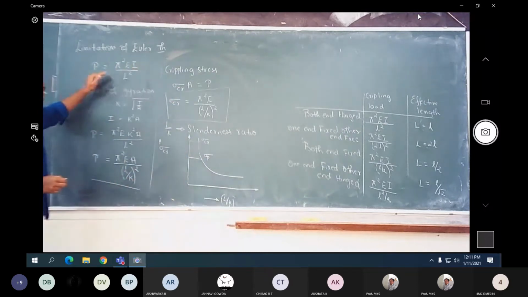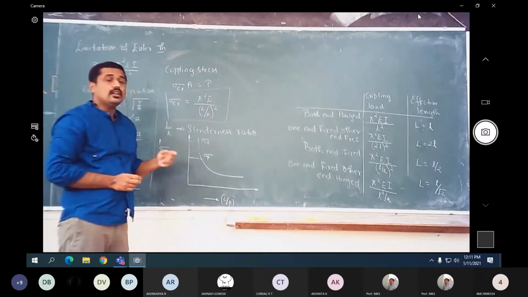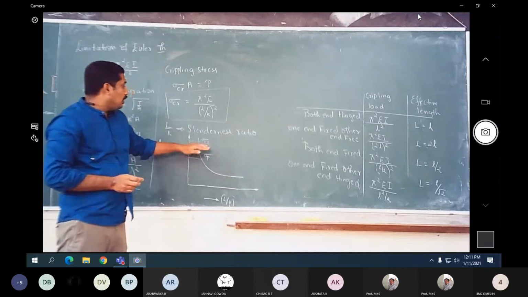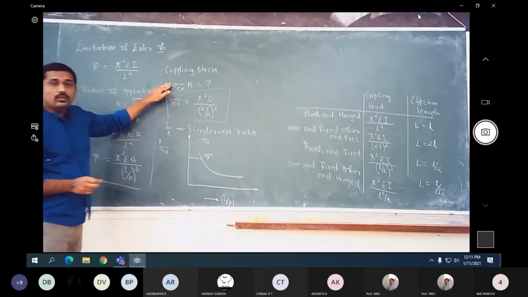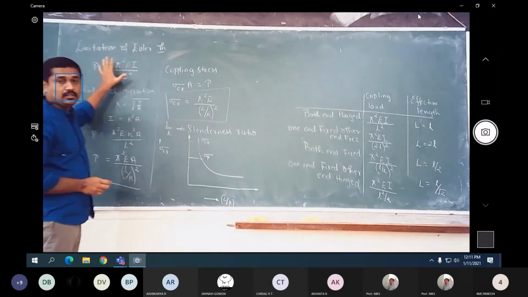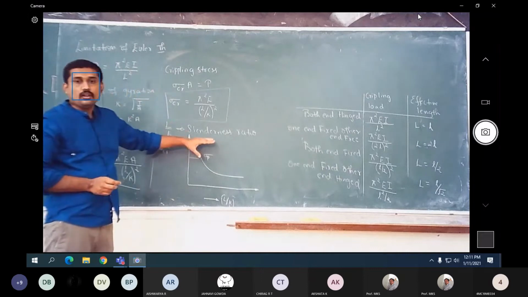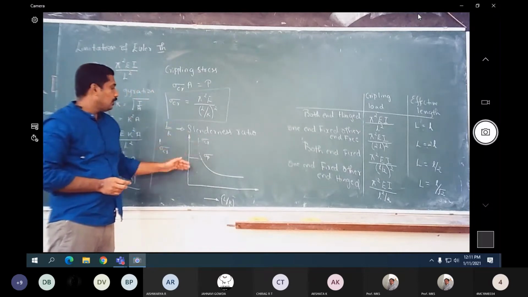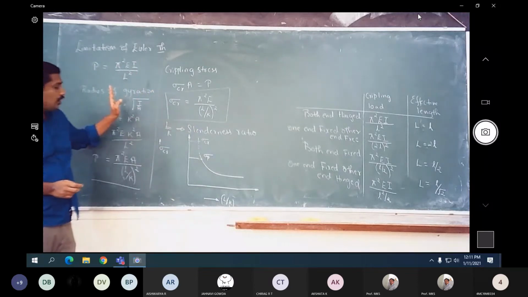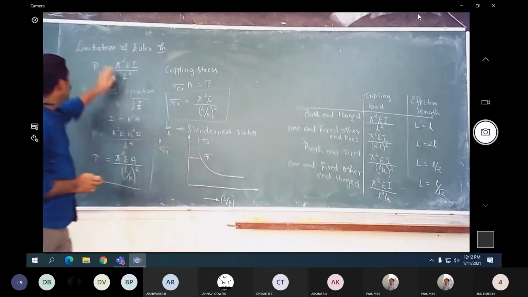That is one of the disadvantages of Euler theory: this equation holds good only for a longer column. Since a long column is only applied with a buckling load, the effects of crushing or compressive forces are neglected in this equation. So it cannot be applied to, or is not suitable for, a shorter column or medium column. It is only suitable for a long column. That is the major disadvantage of Euler theory.